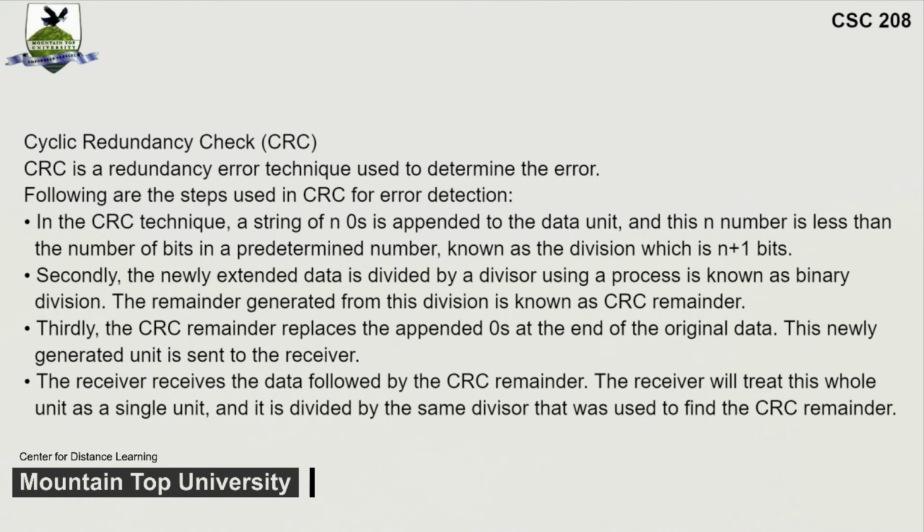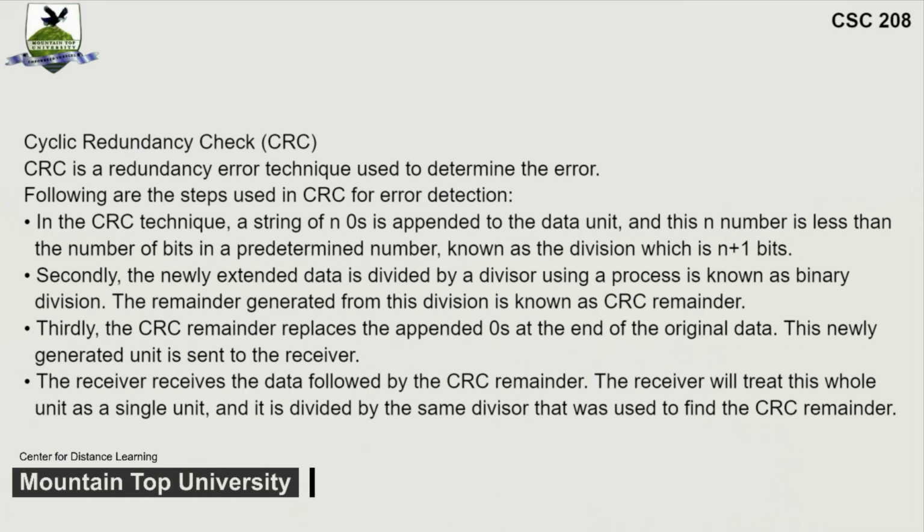Cyclic redundancy check, CRC. CRC is a redundancy error detection technique used to determine errors. Following are the steps used in CRC for error detection. In the CRC technique, a string of n zeros is appended to the data unit, and this n is one less than the number of bits in a predetermined number, known as the divisor, which is n plus 1 bits. Secondly, the newly extended data is divided by the divisor using a process known as binary division. The remainder generated from this division is known as the CRC remainder.